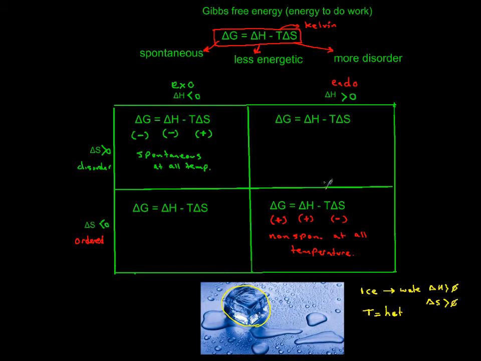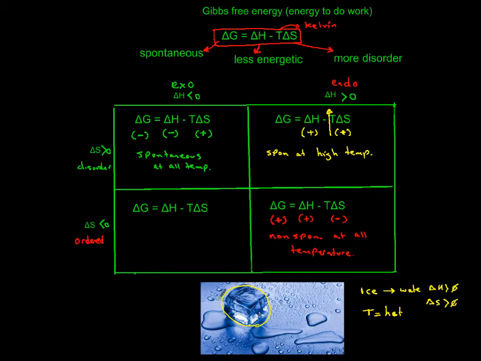So this is a case that you are here, and if you are positive, and if this is also positive, in order to get a negative value, the temperature has to be really high. So this is spontaneous at high temperature. This is when you play with the variable temperature in order to make it spontaneous.